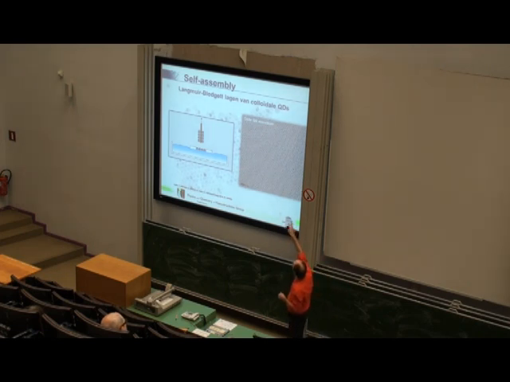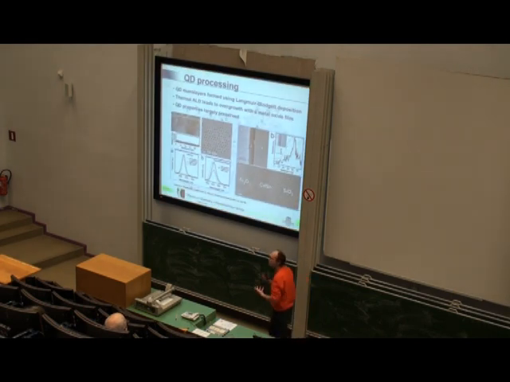If you do this transfer to a TEM grid, this is again an electron microscopy image, you see that you actually get very nice packing of these nanocrystals over a surface area. And this can be done really over square centimeters. We'll come back to that later on. It also shows how you can start to process these nanocrystals.